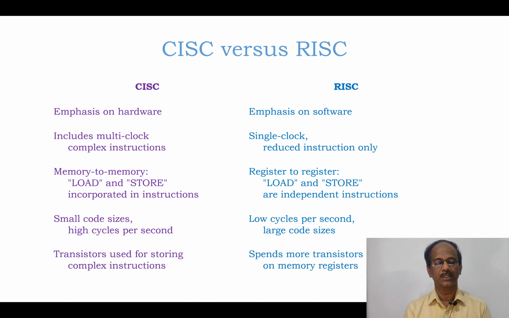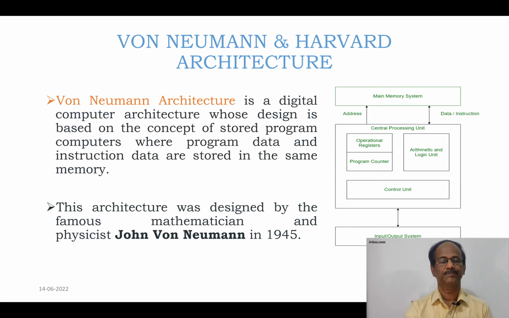Small code size and more cycles per instruction are features available with CISC, whereas low cycles per instruction and large code-sized instructions are with RISC architecture. Transistors were used for storing instructions with CISC, while RISC spends more transistors on memory registers. So these are the important features of comparison between CISC and RISC architecture. It is a very important concept, depending on the type of application, the users, and the technology. So we have both CISC and RISC architectures in the market.